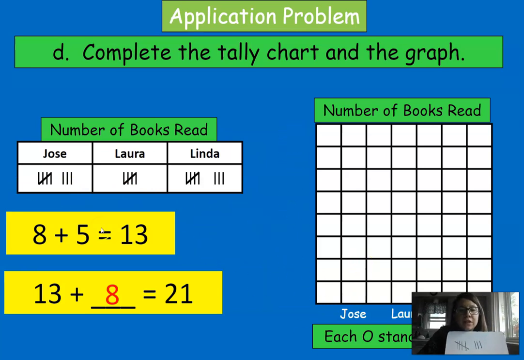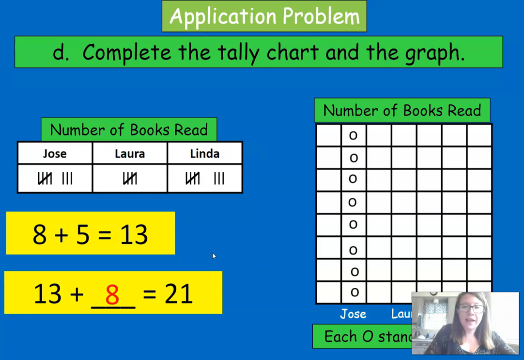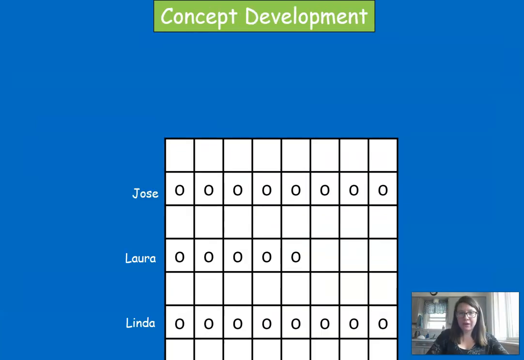And then what we need to do is color in however many squares of the number of books. Each square is going to represent 1 book. So how many squares are we going to color in for Jose? 8, good. How many for Laura? 5, good. And how many for Linda? 8 again. Very good. So we have 1, 2, 3, 4, 5, 6, 7, 8. 1, 2, 3, 4, 5. 1, 2, 3, 4, 5, 6, 7, 8. Beautiful. And there's our chart.